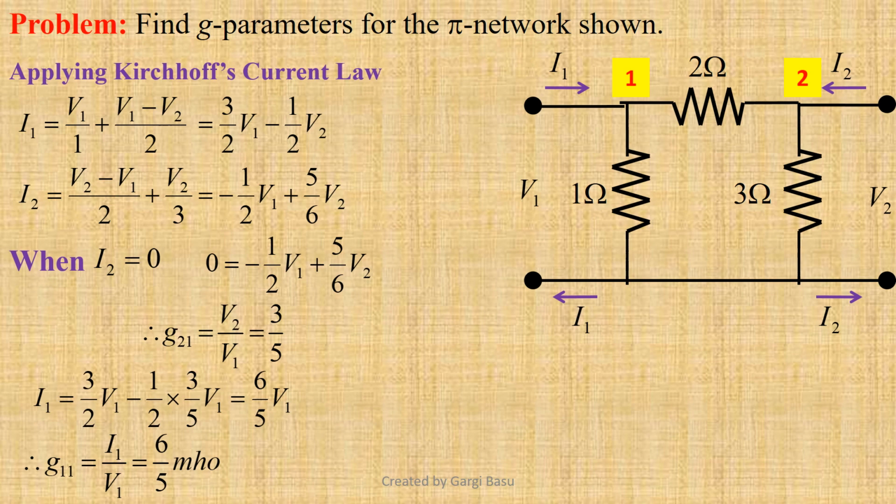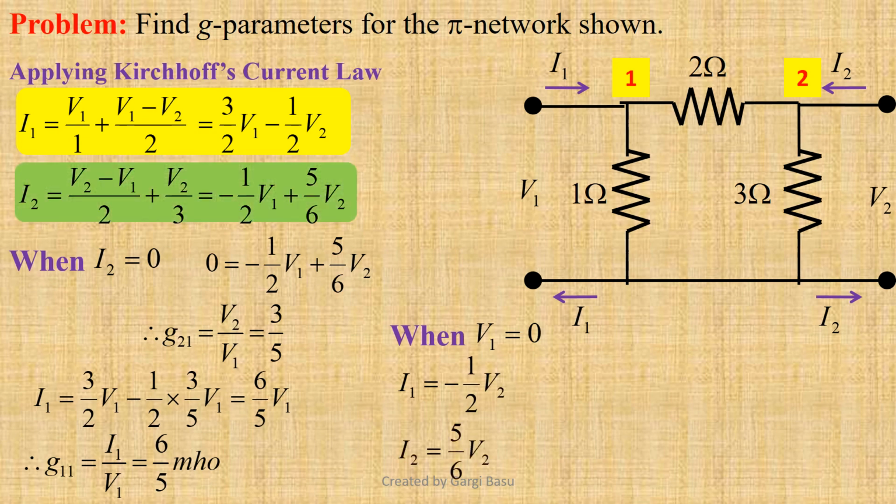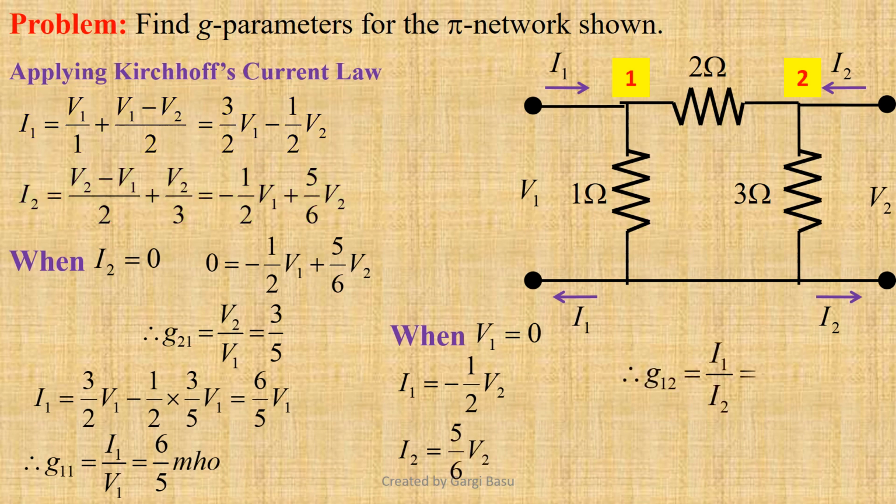Let us short circuit the input port, that is V1 equals 0. From equation number 1 we get I1 equals minus half V2, and from the second equation we get I2 equals 5 by 6 V2. Therefore, G12 equals I1 by I2 equals minus 3 by 5, and G22 equals V2 by I2 equals 6 by 5 ohm.